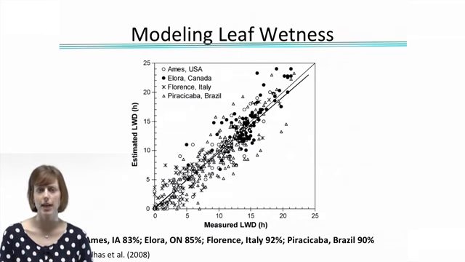A slightly higher threshold had to be used for Italy, and a threshold as low as 83% was determined to be most appropriate for the site in Ames, Iowa. So this is showing how different these thresholds can be from one location to the other. If you're using the 90% threshold in Ames, Iowa, you would significantly underestimate the dew present for an Iowa site.